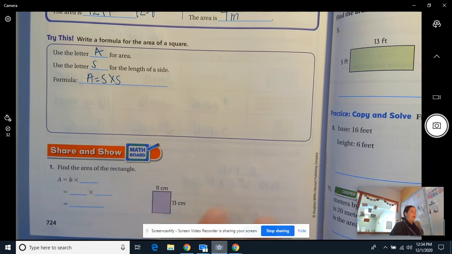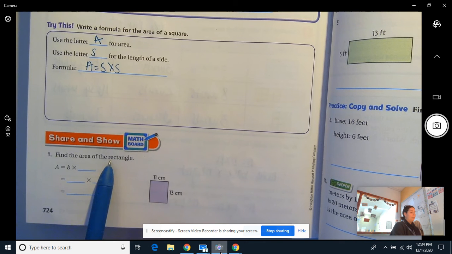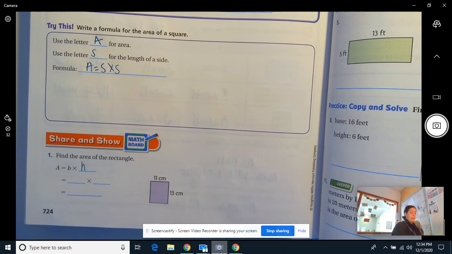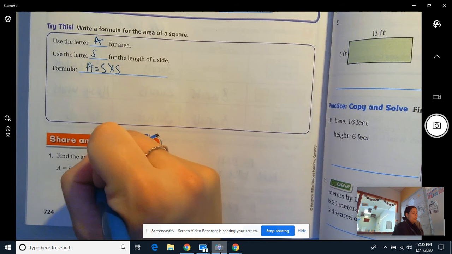We're right here at the bottom. This math lesson's going a lot faster than yesterday's. Find the area of the rectangle. Area equals base times height, B times H. I'm going to use my horizontal line as my base, so that 11 is going to be my base. My height is going to be 13.